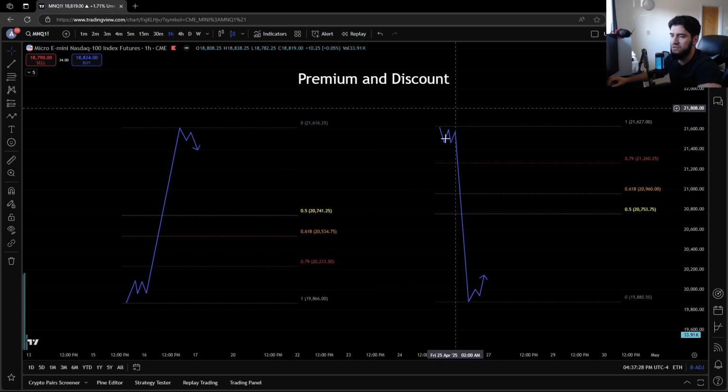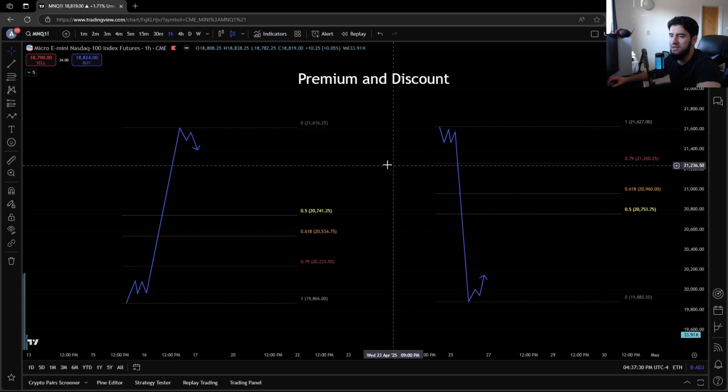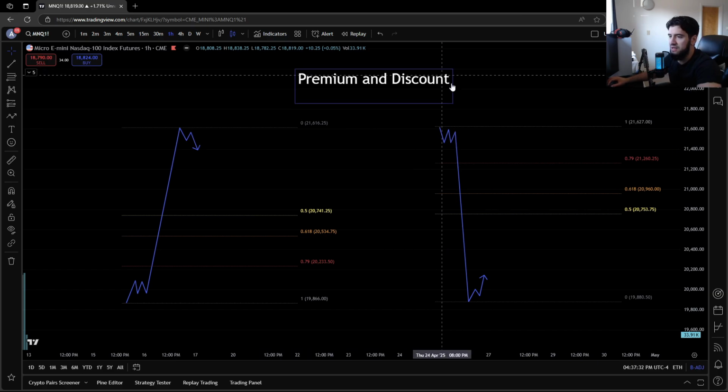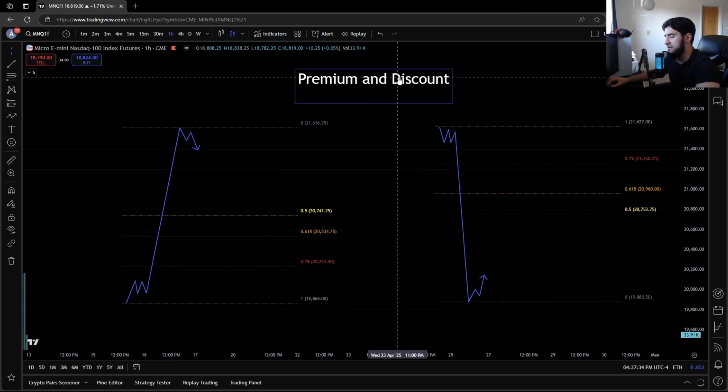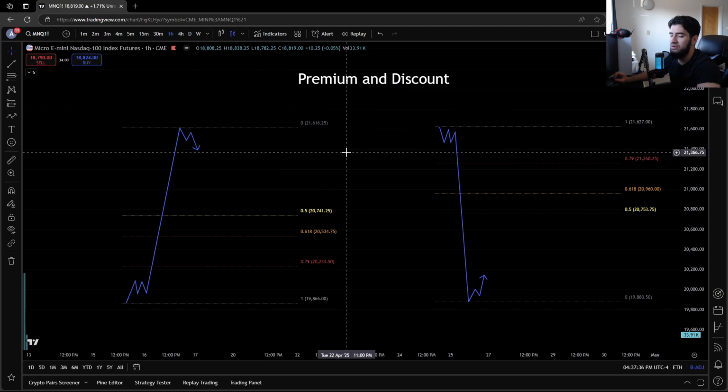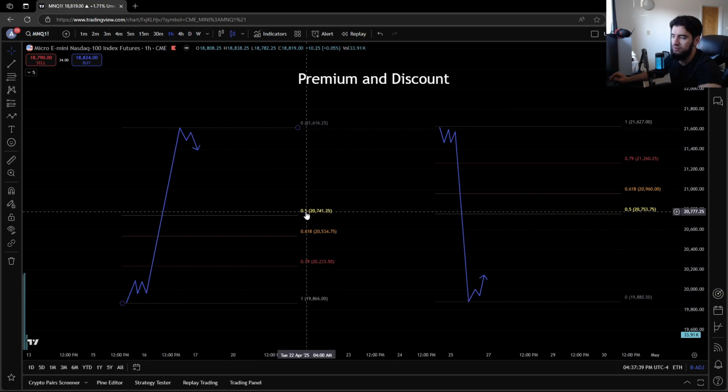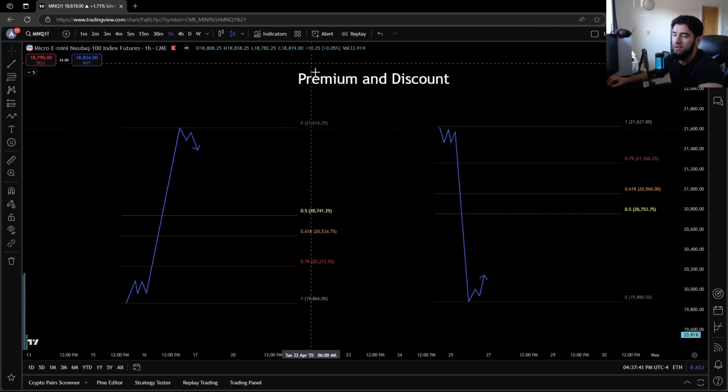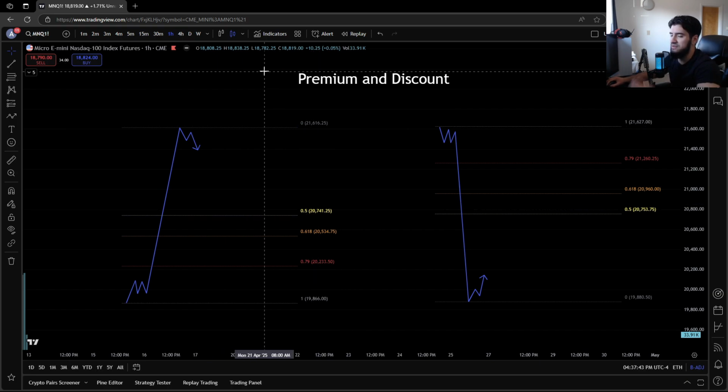So what does all this stuff mean, premium and discount and things like that? Premium and discount is kind of self-explanatory. It says it in its name. Discount is pretty much whenever a stock is in a discount, right? It means that you could buy it for cheaper, and whenever it's in premium, that means it's higher price, right?